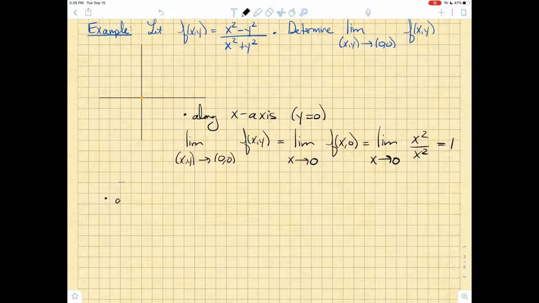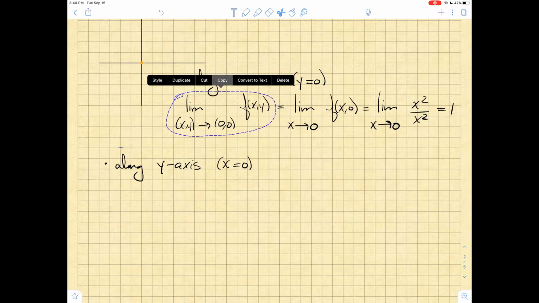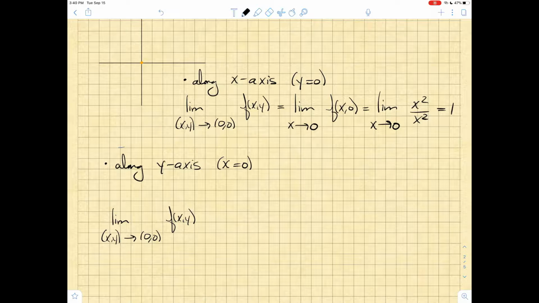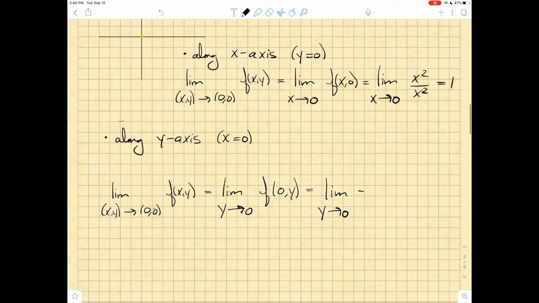So now let's go to 0 along the y-axis. When we do that, we know that x is always 0. And so the limit here, let's just copy this. This limit is just the limit as, well, now y goes to 0, because x is 0, of f(0, y), which is the limit as y goes to 0 of minus y squared over y squared, which is negative 1.